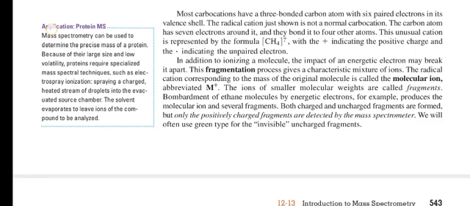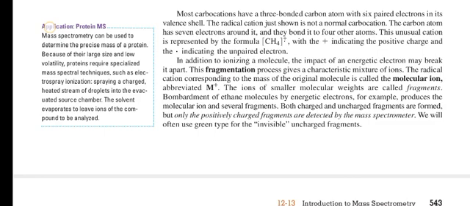Most carbocations have a three-bonded carbon atom with six paired electrons in its valence shell. The radical cation just shown is not a normal cation. The carbon atom has seven electrons around it, and they bond it to four atoms. The unusual cation is represented by the formula CH4+•, with the plus indicating the positive charge and the dot indicating the unpaired electron.